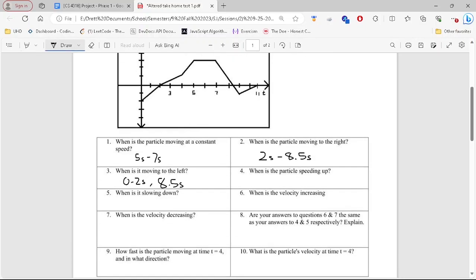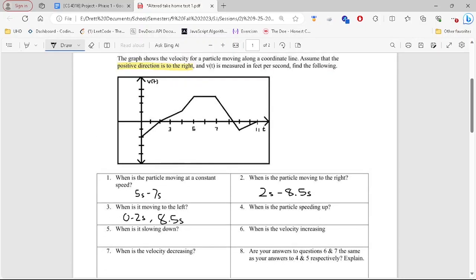Okay, so next, when is the particle speeding up? Okay, so what is speeding up? That means when the velocity is, for example, 1, and then the velocity becomes 10. When your car is still, or maybe going 5 miles an hour, and then your car, because you're a responsible driver, is going 400 miles an hour.